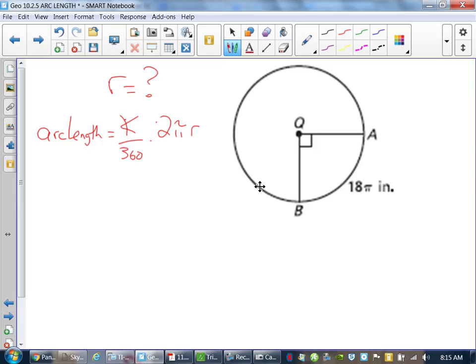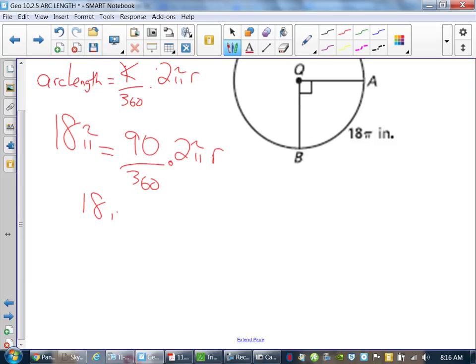Now I fill in the blanks of things that I know. I know that the arc length is 18 pi. I know my angle is a right angle. I'm multiplying that by 2 pi r. So what I would do first is simplify your fraction. 90 over 360 is a fourth. Calculator would do that. So you get 18 pi equals, well, that becomes 2 over 4. If I put this in my calculator, it'll come up with pi over 2.